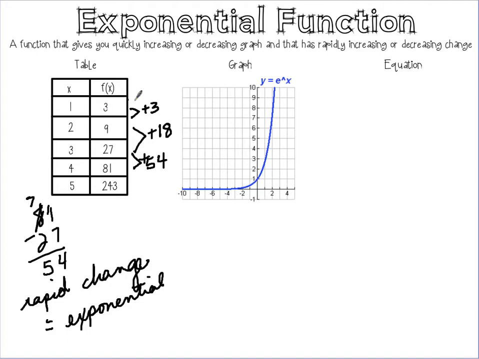And again, it could be going down because this could be negative 3, negative 9, negative 27, negative 81, negative 243. Okay, so it would still be plus a negative 3, plus a negative 18, plus a negative 54. It doesn't matter. As long as this change is rapid, it's an exponential function.